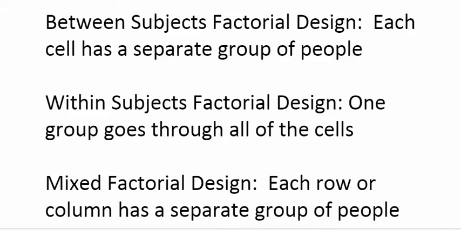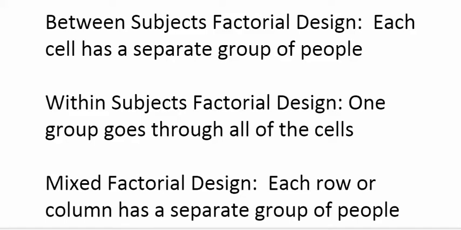So if you're doing a within subjects factorial design and you have 4 cells, in other words, 4 conditions, some people will be doing 2, 1, 3, 4. Other people will be doing 2, 4, 1, 3. Other people will be doing 4, then 1, then 3, then 2. So different people will be following different orders.